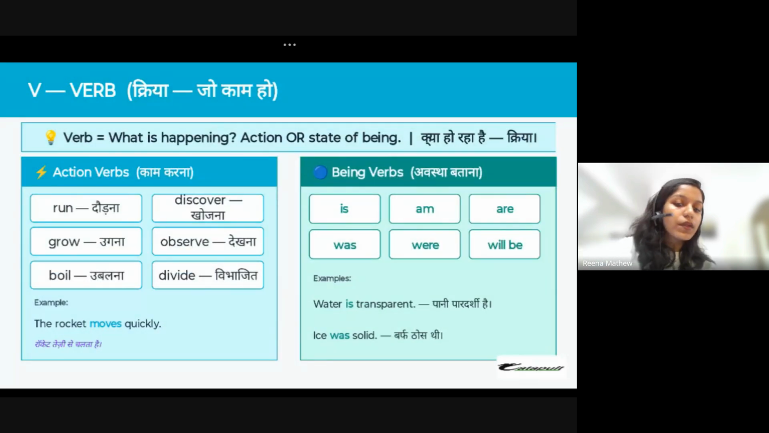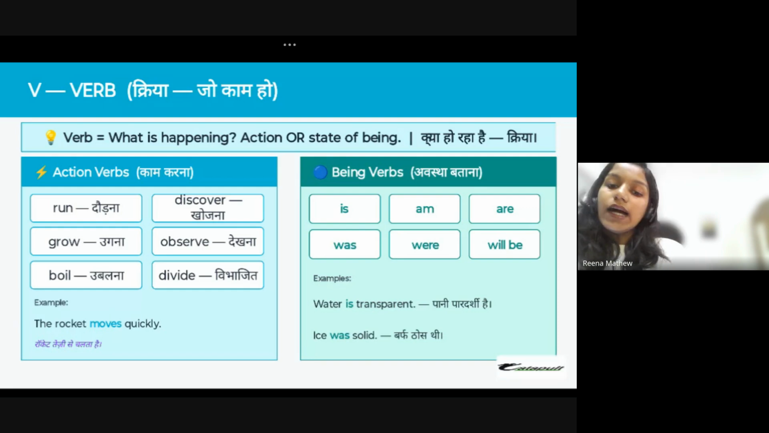That is the verb. Verb means kriya. Kriya is what is happening, an action or a state of being.